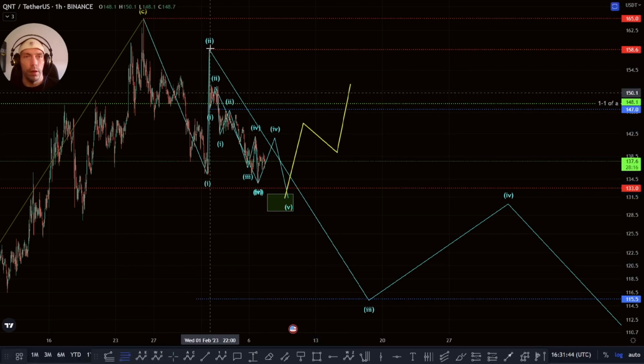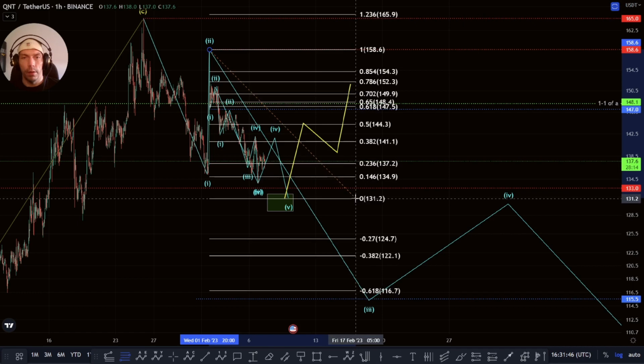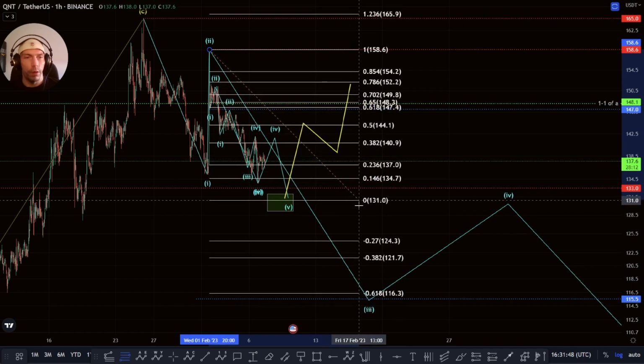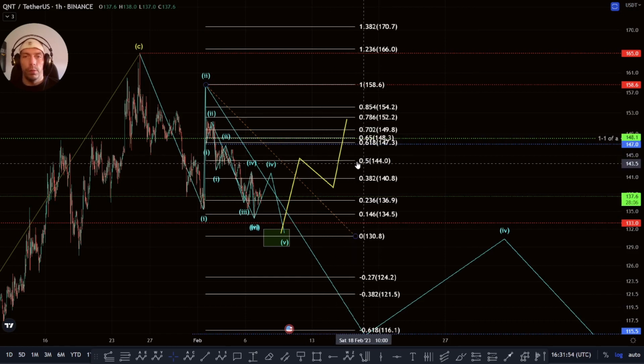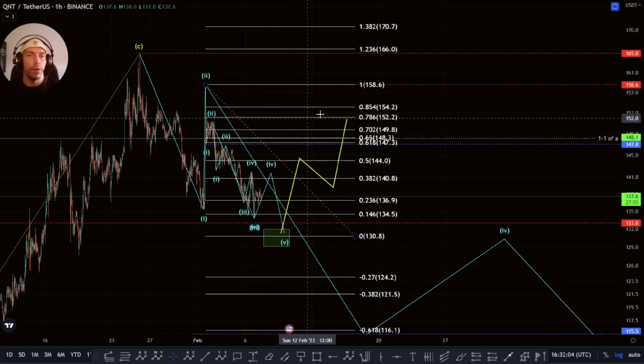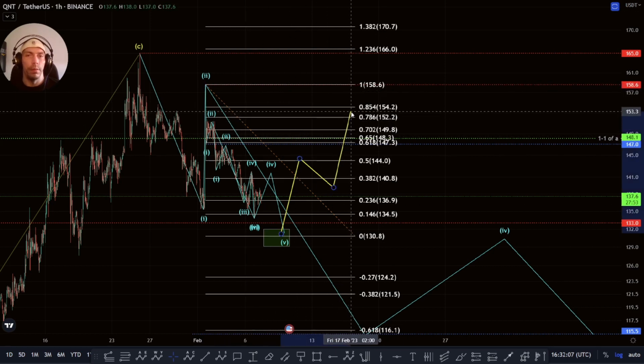You know, if we do move into this green box area and we are looking for continuation to the downside, we can argue that if we come back down, it depends where exactly we complete here, but effectively our 50% would be here towards this 144, and then that 786 would be up here at this 152.2. We wouldn't want to go too much higher than this. When we start crossing the 786, it makes it more likely that it's going to invalidate.